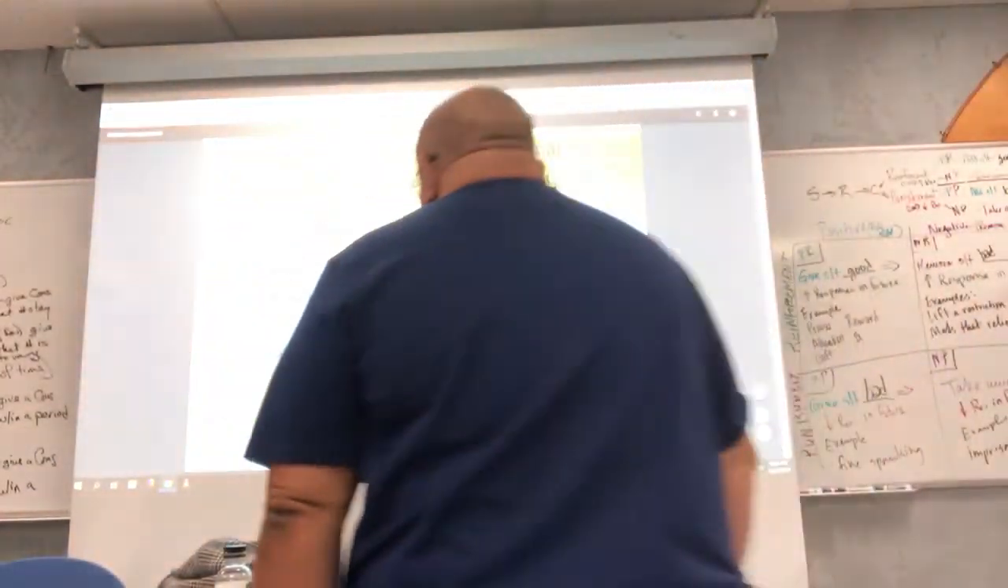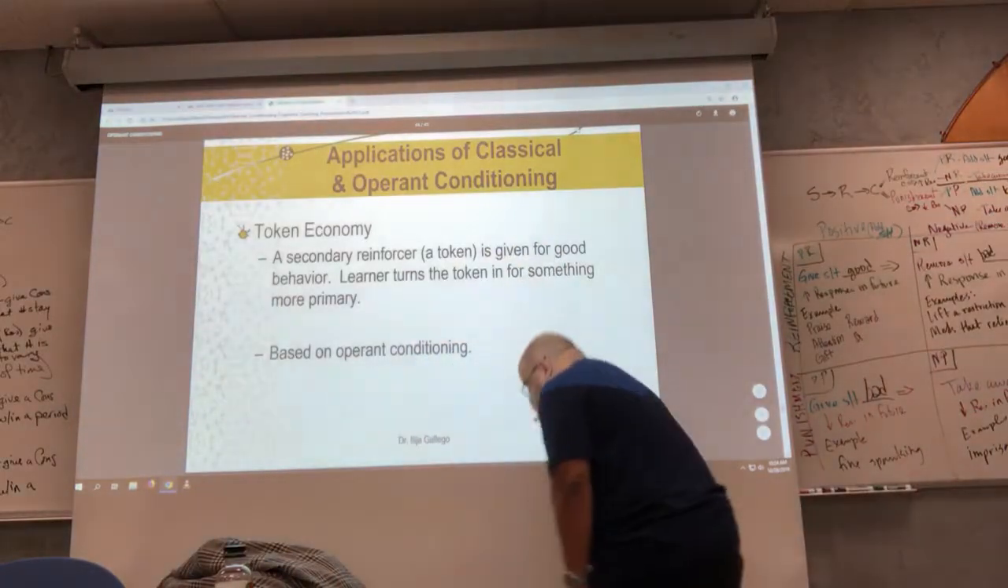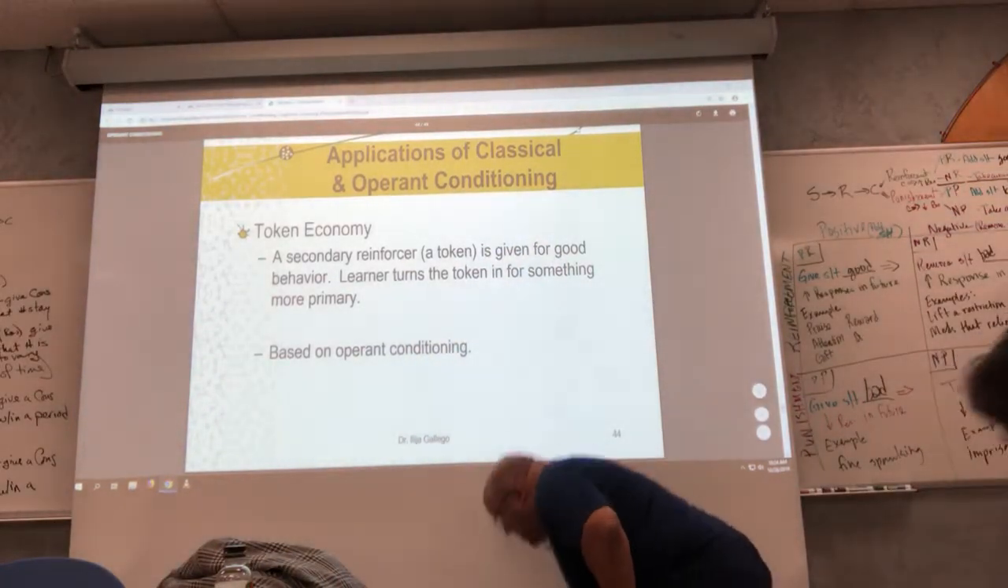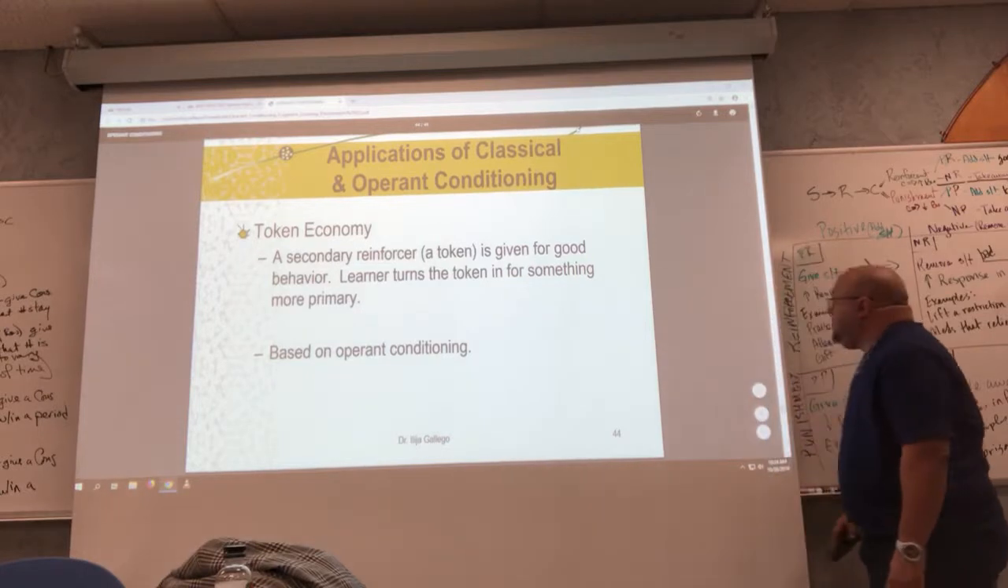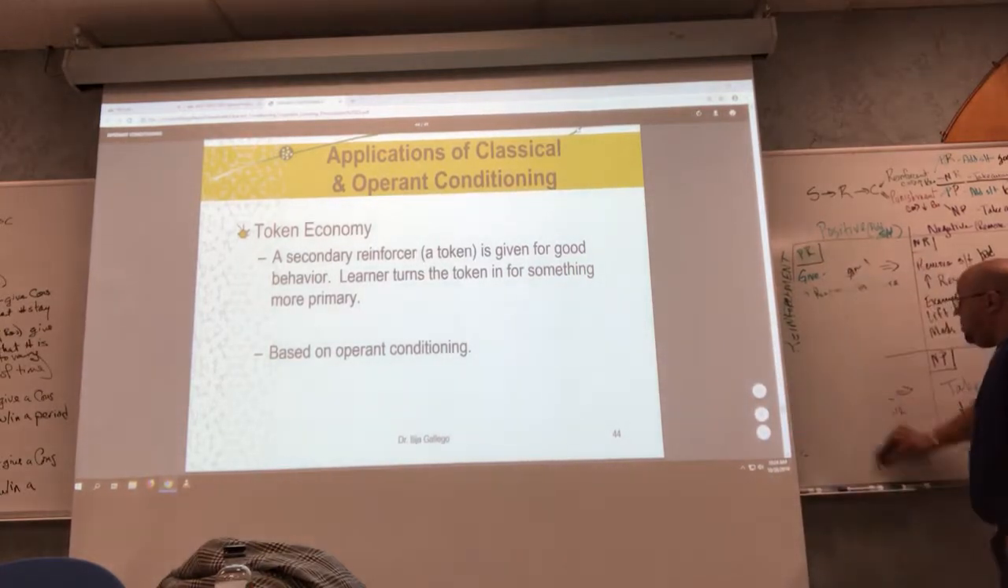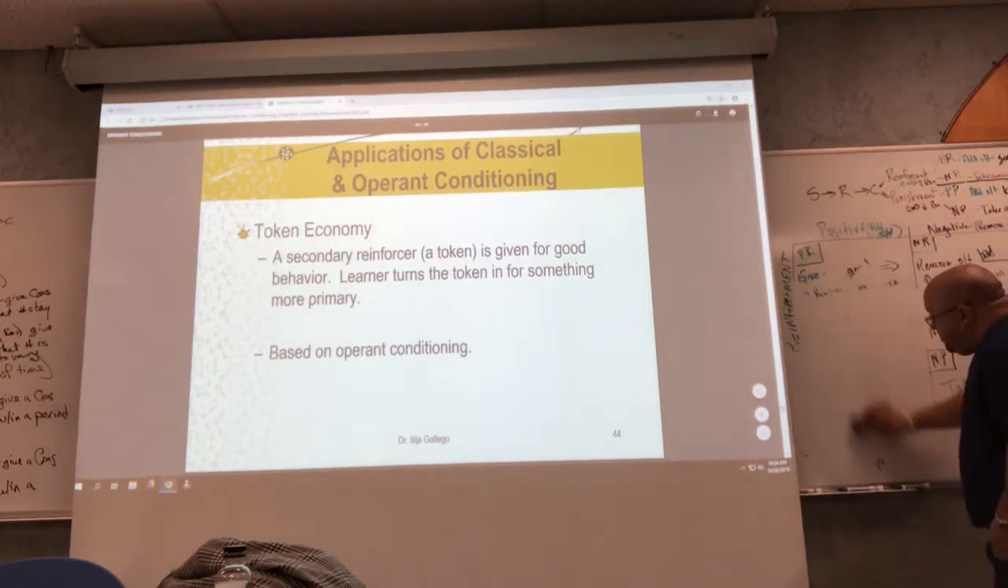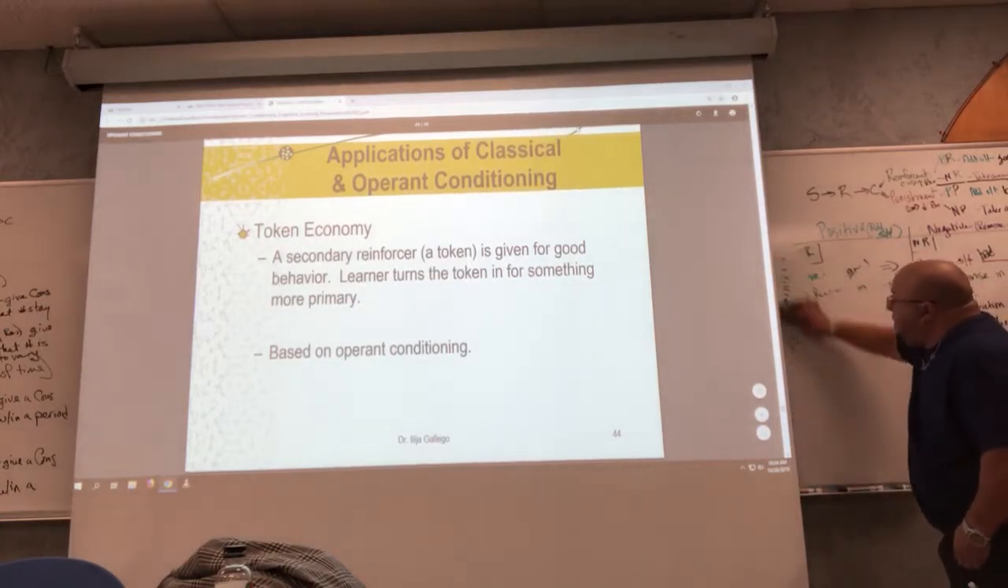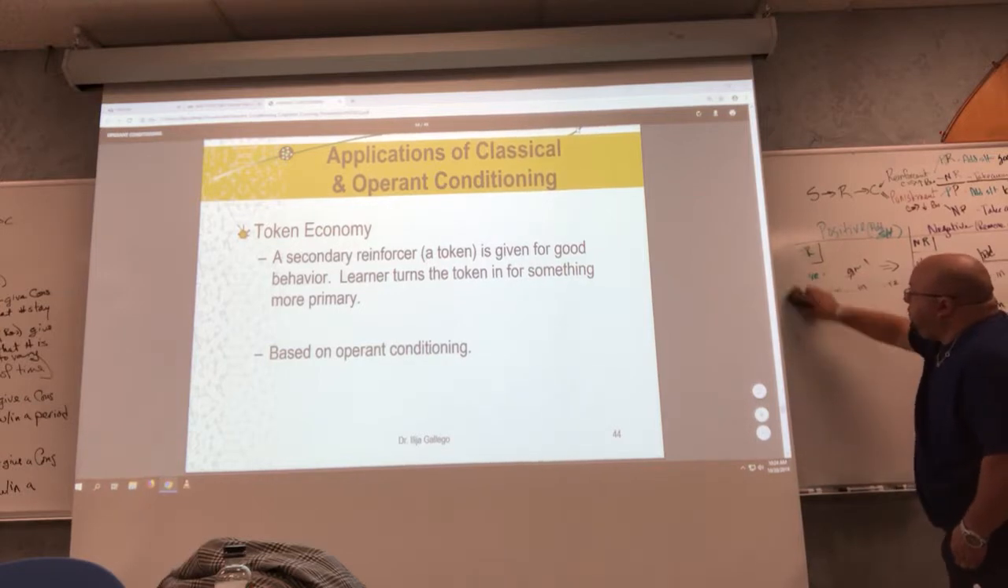All right, the first of these is a token economy. In a token economy, you use some sort of secondary reinforcer. And you give this secondary reinforcement for good behavior.